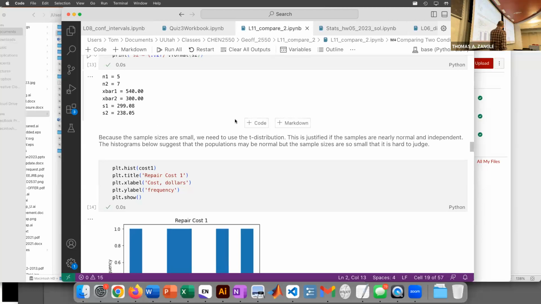Sample sizes are small, so we're going to use the t-distribution. We don't have that much data. We said that this is really only justified if the sample is approximately normal. Well, we're going to add the caveat here that also, in order to use this kind of analysis, those two samples have to be independent from one another. So they're not collected pairwise. These samples are independent.